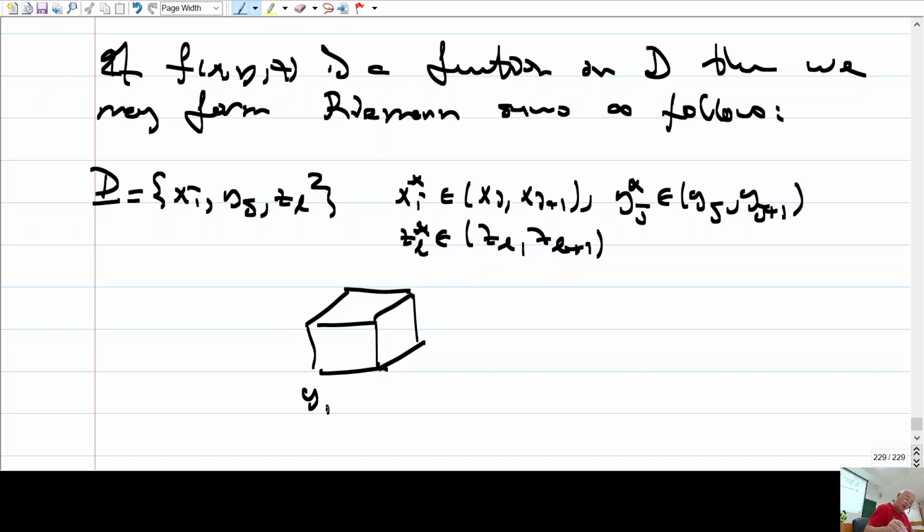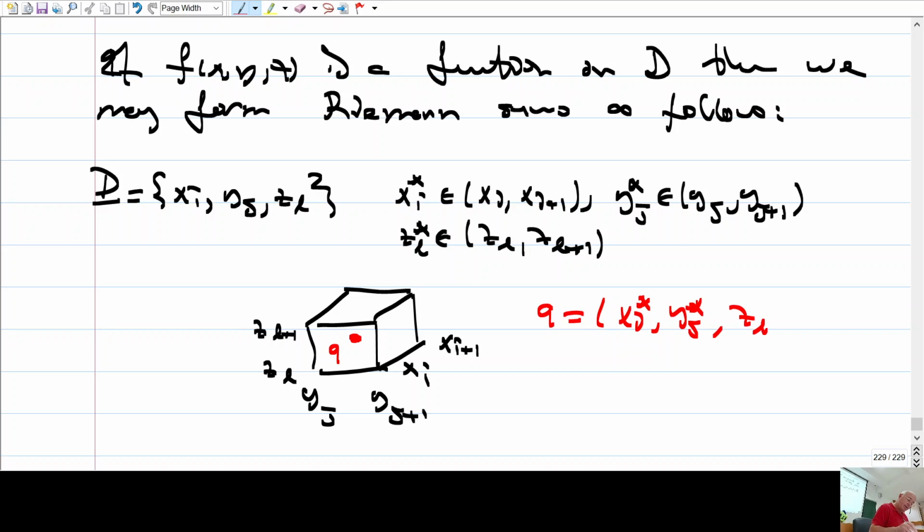So in this little box, this was y_{j+1}, this was y_j, this was x_{i+1}, and this is z_{l+1}. So what is this point? x_i star, y_j star, z_l star is a point inside this box, somewhere here. Let's call this point Q.